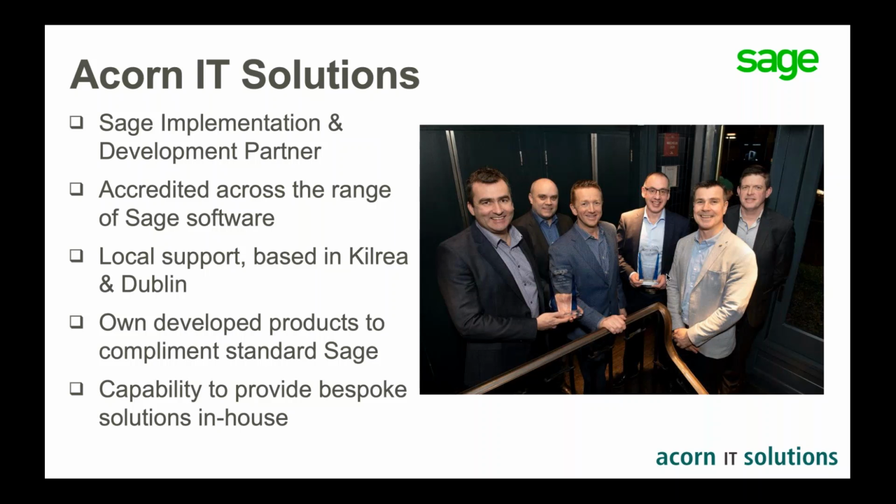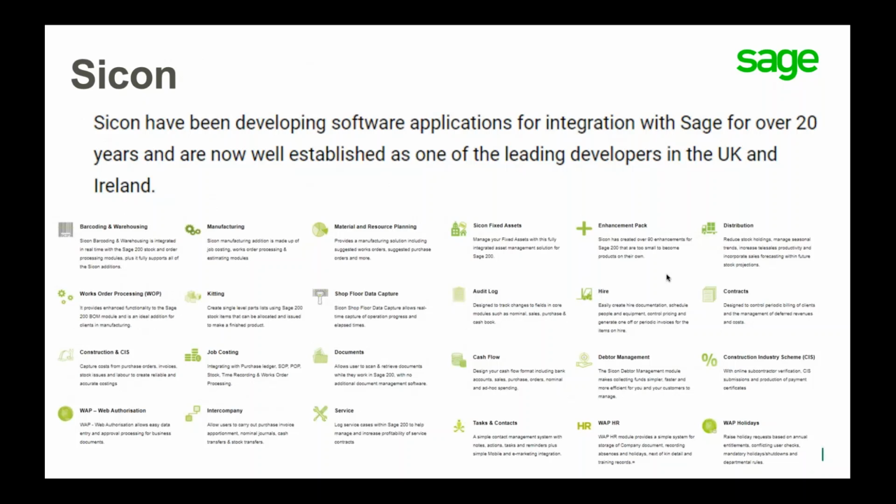So we'll just move on to the next slide, a little bit of an intro on Sicon. Sicon are one of our partners. They've been developing software for Sage 200 for about 20 years. They were an implementation partner just like us, and a number of years ago took the decision to stop implementing and only focus on developing their own solutions, which are now only sold and implemented through partners like ourselves.